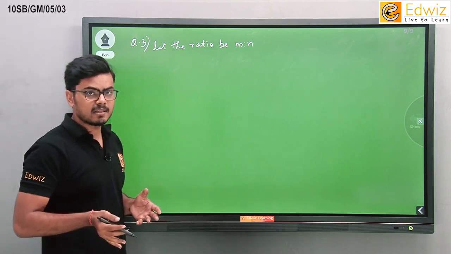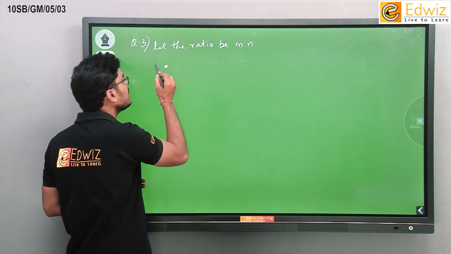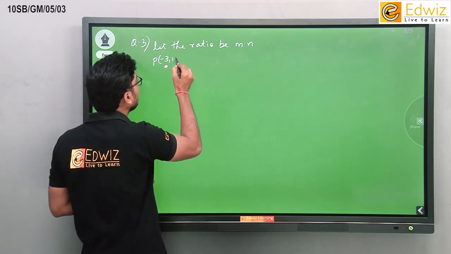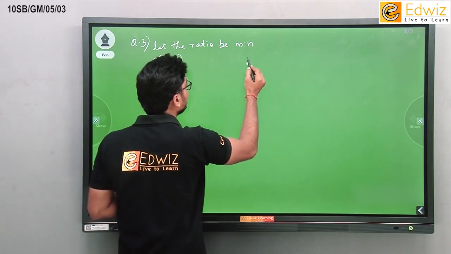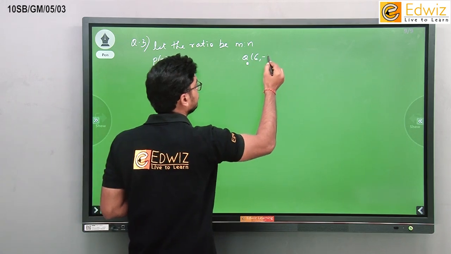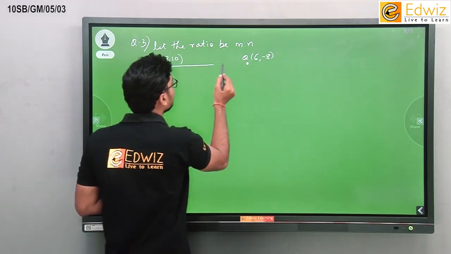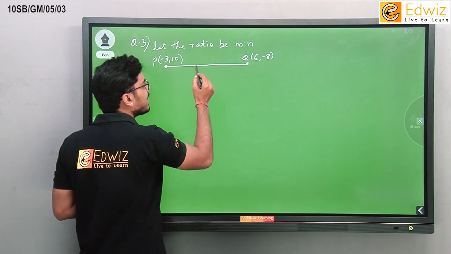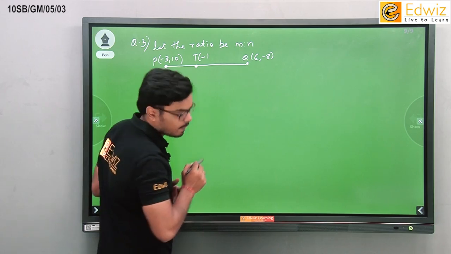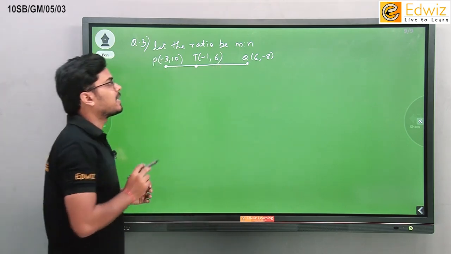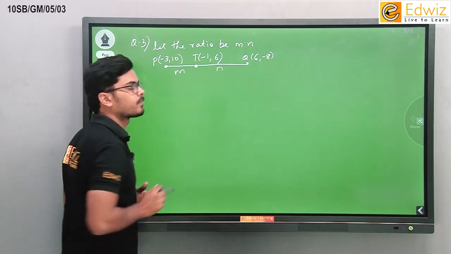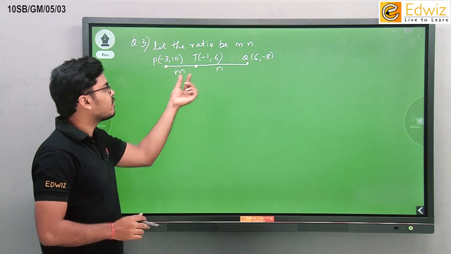Okay, so what is given in the question, I'll just show it to you. There is point P given to you. Point P is minus 3 comma 10, and also there is point Q given to you. Point Q is 6 comma minus 8. Okay, and the line joining the 2 points is divided by one another point T, which is minus 1 comma 6. ओके, बट कौन से रेशियो में डिवाइड किया है वो नहीं दिया हुआ है. हम लोगों ने क्या अज्यूम किया, m is to n. Okay, so all we have to do here is find the value of m and n.